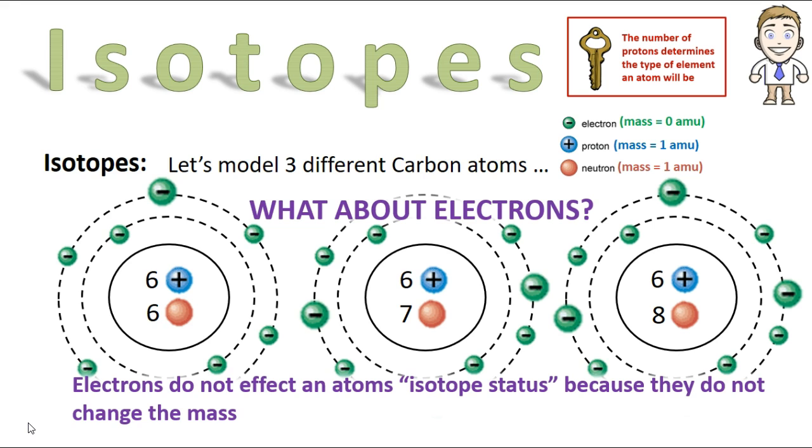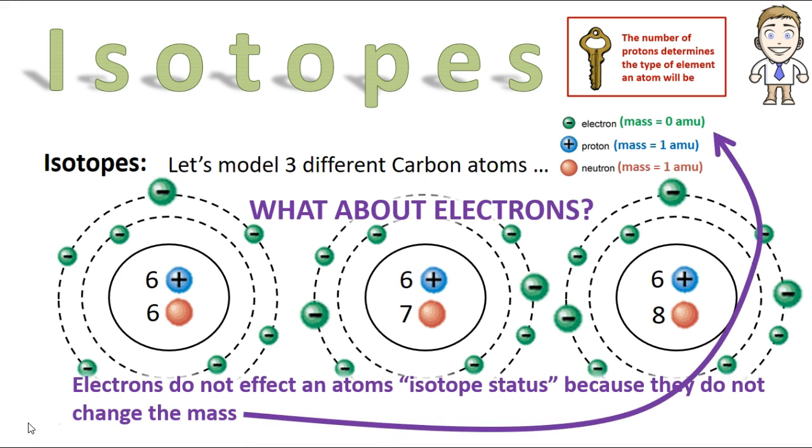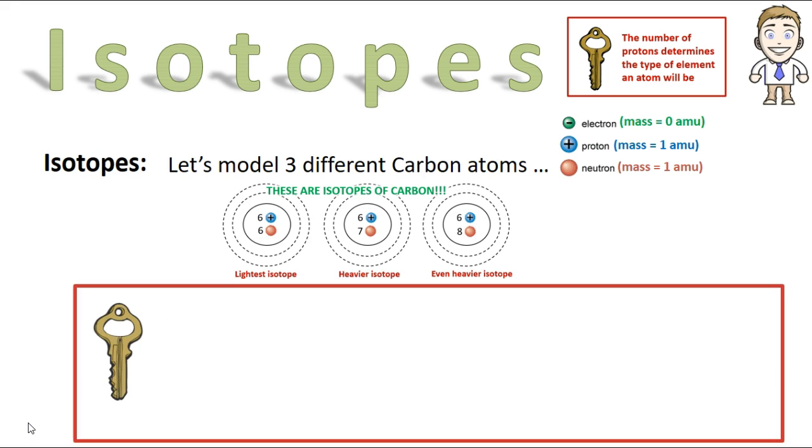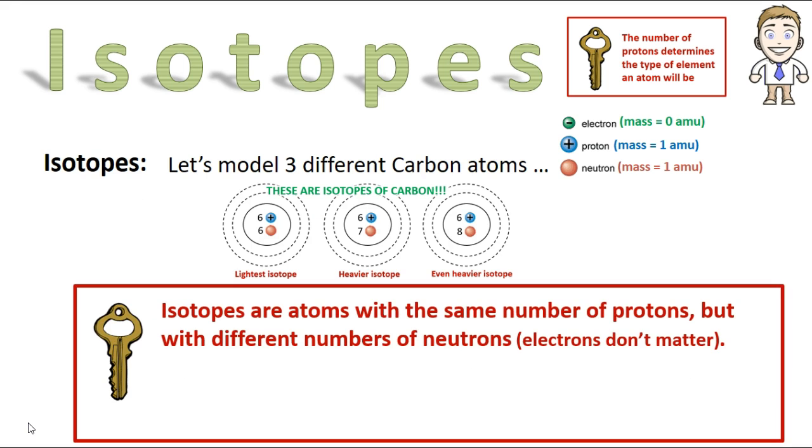Before you get too concerned, there's some good news, and that is that the electrons don't matter at all. The electrons do not affect an atom's isotope status because they don't change its mass. Remember, electrons are so small, they have pretty much no mass at all, 0 AMUs. So you can put in as many as you want, and it doesn't affect these atoms being isotopes of one another. At this point, we should be ready to define what an isotope actually is.